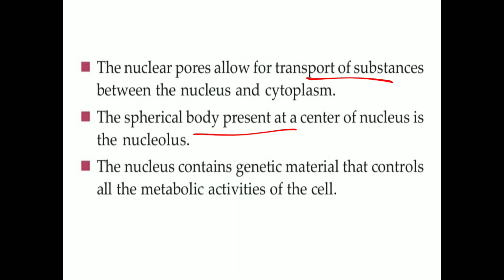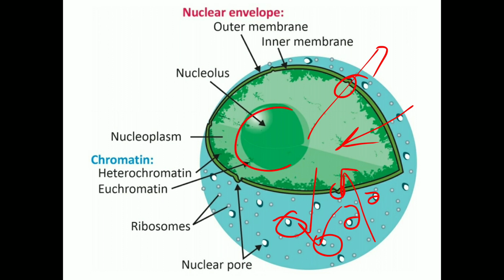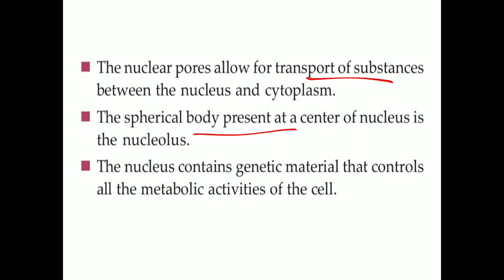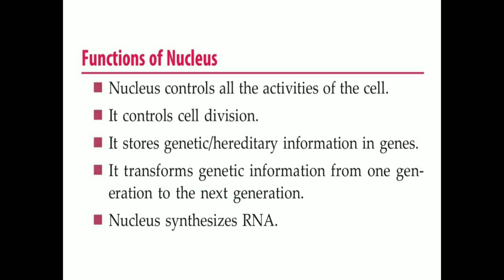There is a spherical body at the center of the nucleus. This spherical body is called nucleolus. And this nucleolus contains genetic material, and this genetic material controls the metabolic activities of the cell.